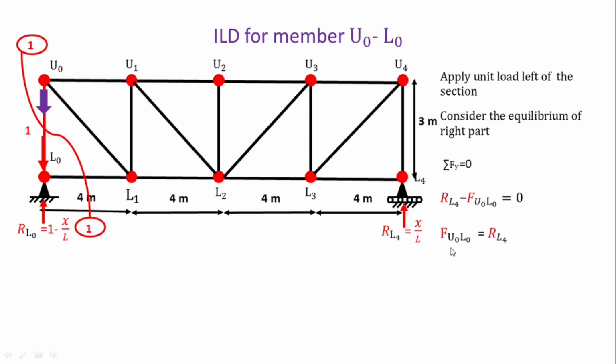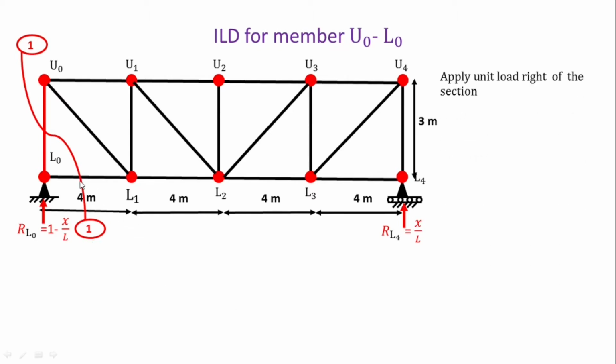So here F U0 L0 is equal to RL4. So what is unknown? RL4. RL4 is x by L. What is x? The location of the unit load. Initially it is at L0, which means x equals 0. So RL4 is equal to 0, so F U0 L0 is equal to 0. Then again you have to move this load to the next joint, that is L1.